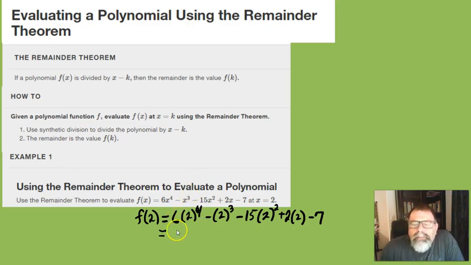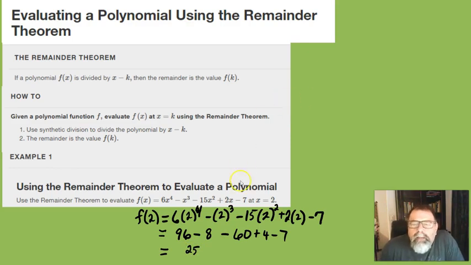So 2 to the 4th is 16 times 6 is 96 minus 8. 4 times negative 15 is negative 60, plus 4 minus 7. Let's see, 96 minus 8. Let's do all the negatives. So negative 75 and then 100. So 100 minus 75 is 25. Okay, so that's substitution. Now watch.